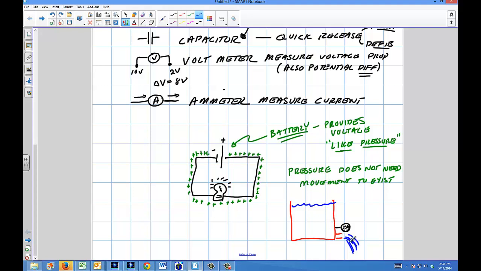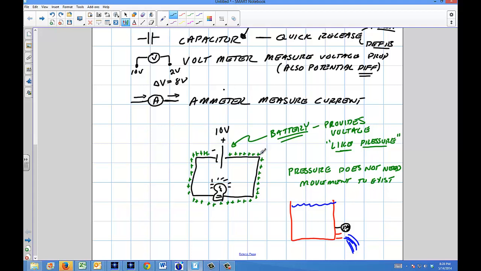As that water starts to flow, the pressure is going to drop because some of that energy that was the pressure is now being moved into moving the water. Same thing can happen in a circuit. So let's say that I have 10 volts here. Before and after I have a 10 volt battery.